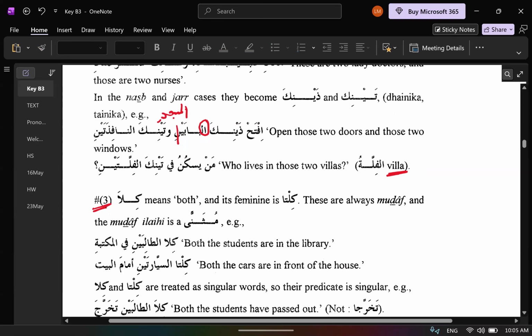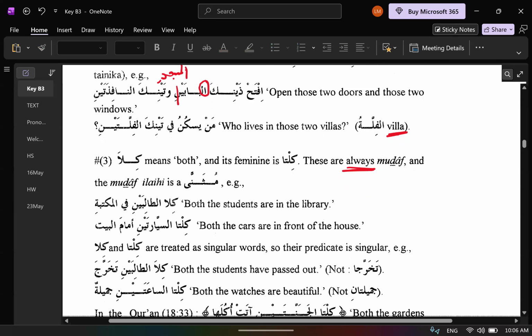Number 3 thing that we learned in this lesson is kila means both, and its feminine is kilta. These are always mudaf. So that always part is important. They always come as a mudaf. Actually, it was kilani. Because they come all the time as a mudaf, you don't ever see the noon. Kiltani. But you never see the noon. Is it a harf, brother? No, it's not a harf. It is a noun meaning both. Yes. So these are always mudaf, and mudaf ilayhi is musanna. Of course, because they mean both, the mudaf ilayhi has to be musanna here.